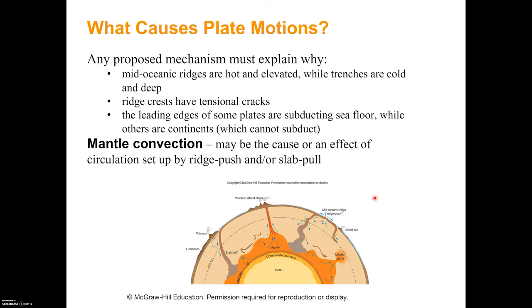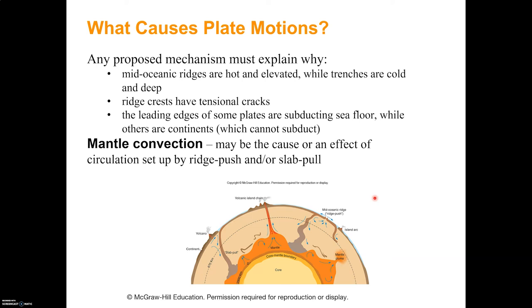So what causes the plate motion? If we think back to Wegener not being able to explain continental drift, now we have more of an explanation, which makes a heck of a lot more sense. Mid-oceanic ridges are hot and elevated, while trenches are cold and deep. Those ridge crests have tensional cracks. The leading edges of some of the plates are subducting seafloor, while others are continents. So all those things that we just talked about.